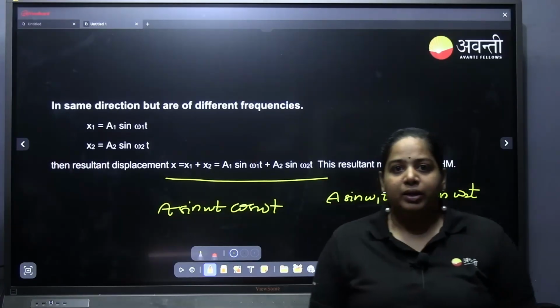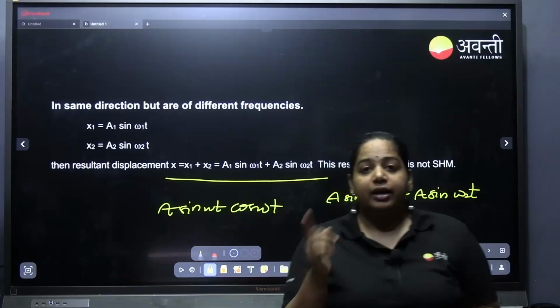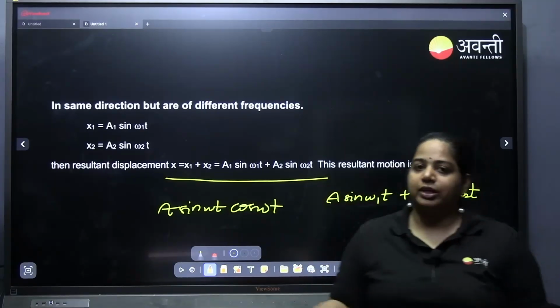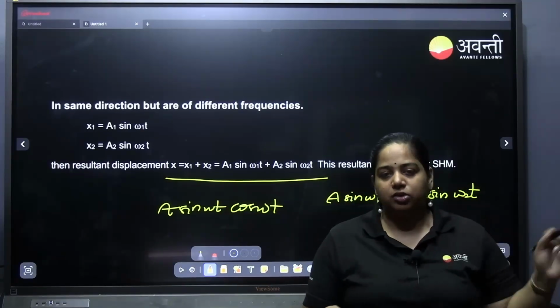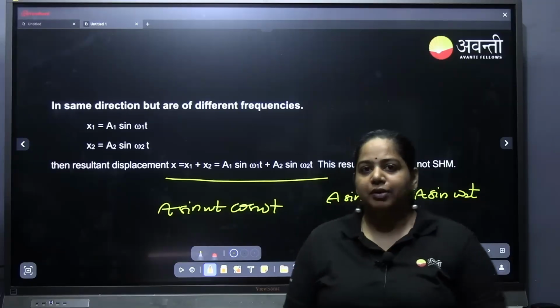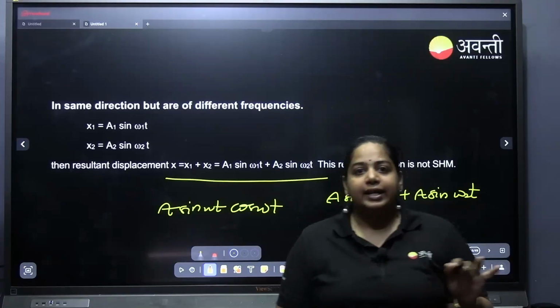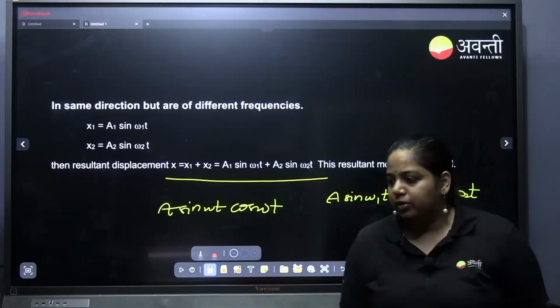Other trigonometric functions, if they are coming, like tan and cot, are not SHM because you know the graph, it is not a repeating motion, it will go to infinity. So if tan and cot are coming, it is not SHM. Okay.